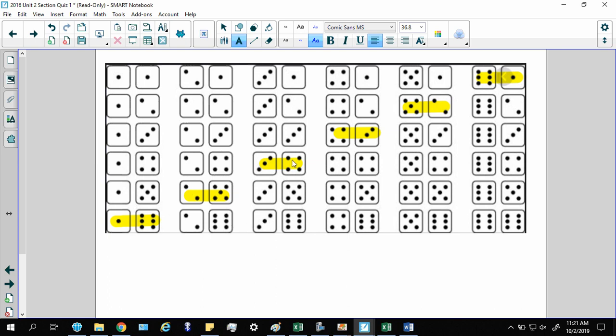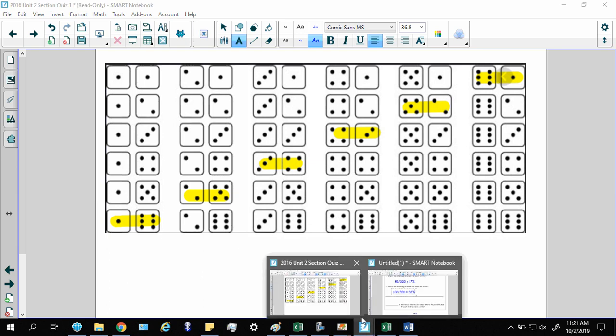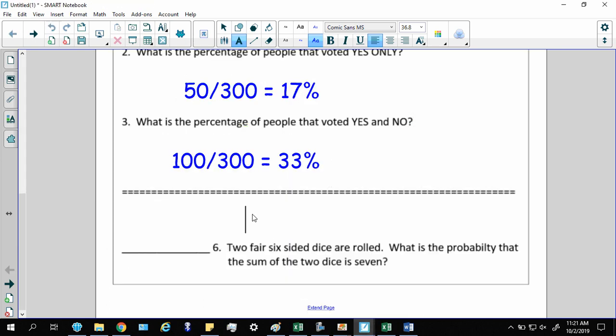I highlighted everything that adds up to 7. What we have, and I showed this to you on Monday, are all the possibilities that two dice can be rolled. I'm only focusing on what has the sum of 7. And if you can see here, there's 6 of them. So 6 possibilities out of a grand total of 36 is what I'm looking for. So 6 out of 36, that's a rounded 17%.